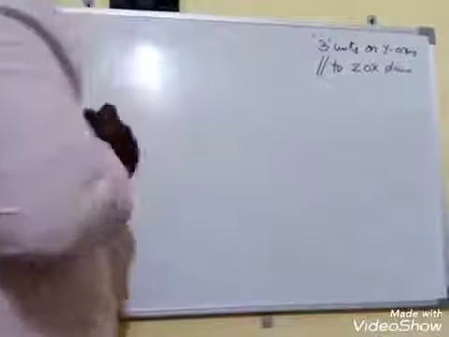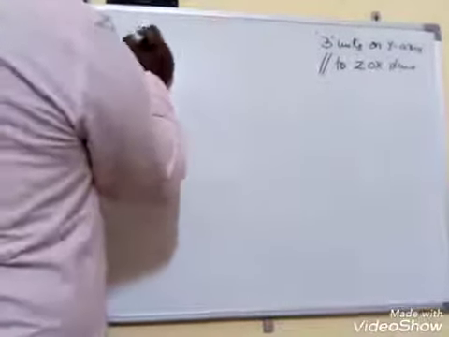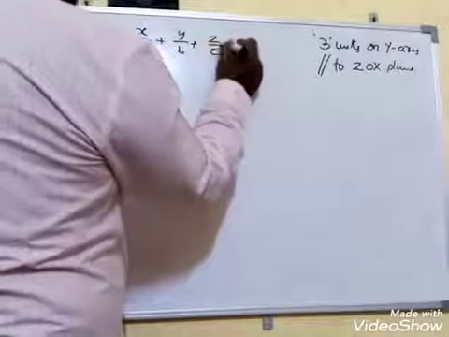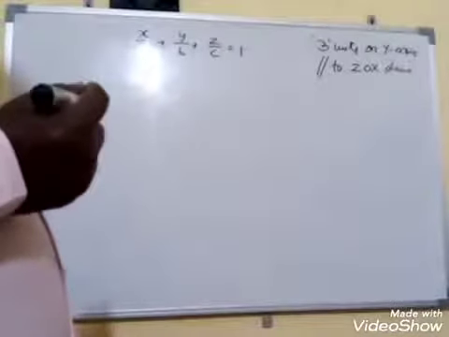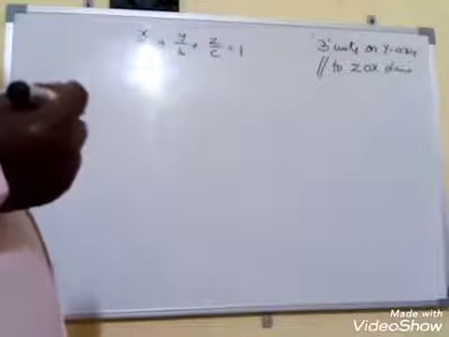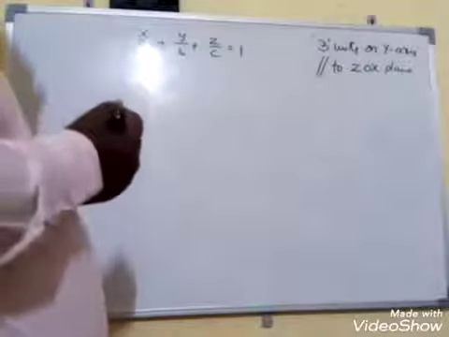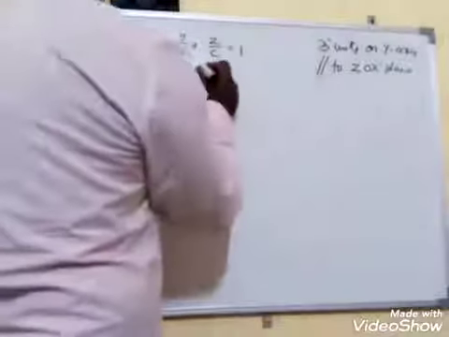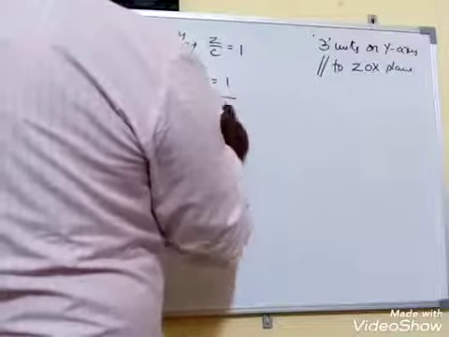Observe there. What are we going to get? Now the equation of the plane in intercept form is x by a plus y by b plus z by c is equal to 1. But if it is parallel to the ZOX plane, it means it does not make any intercepts on the x-axis as well as the z-axis. Therefore, the intercept made on the x-axis is 0 and on the z-axis also 0. Therefore, what are we going to get? y by b is equal to 1. Therefore, y is equal to b. This is the required equation of the plane.